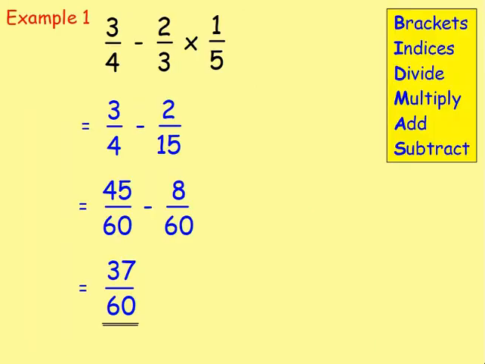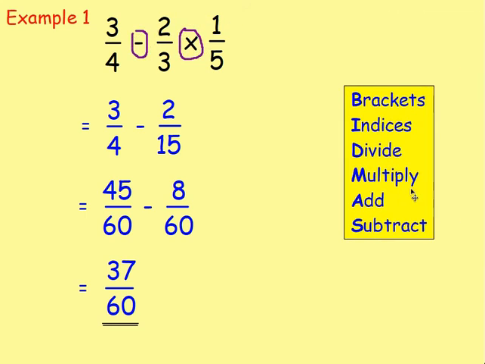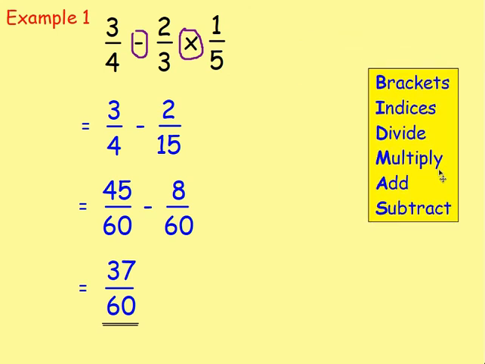With this question here, we have the 3/4 takeaway the 2/3 multiplied by the 1/5. So we've got a subtraction and you have a multiply. Thinking of your word, Bidmas! What would you do first? Well, there's no brackets, there's no indices. Divide and multiply, yes, we've got multiply here, so you would have to work this part out first of all.